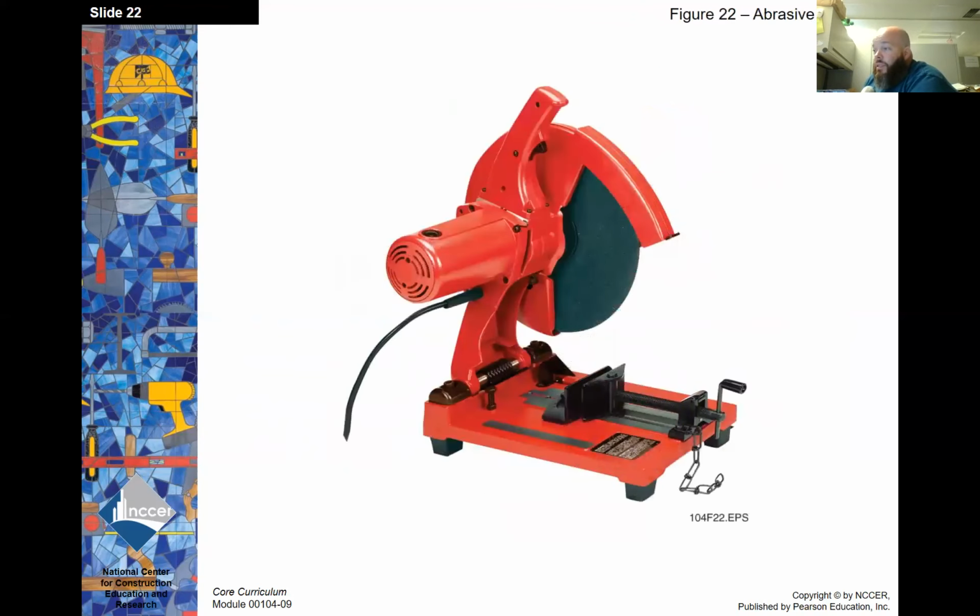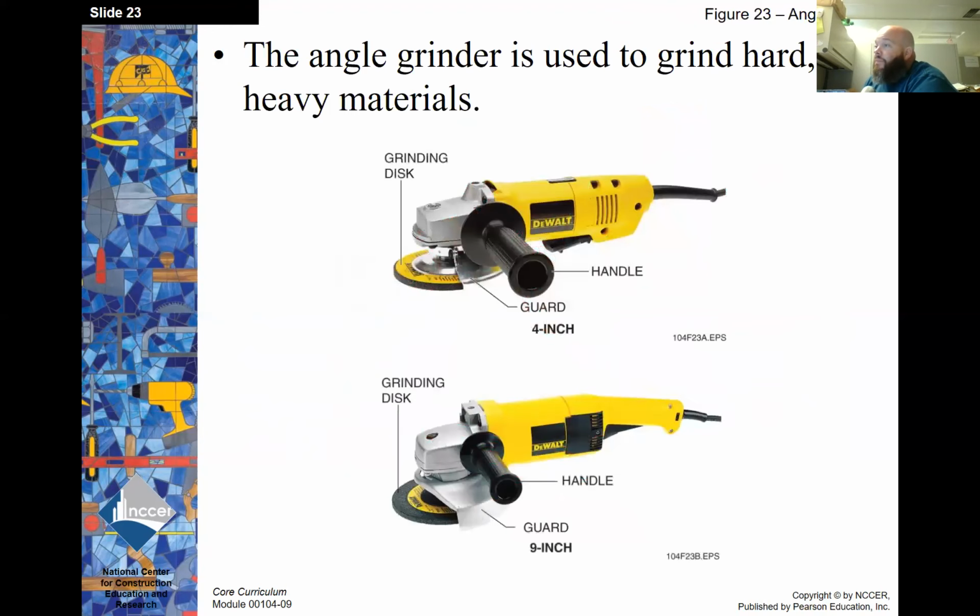Abrasive cutoff saws, these are common in most metal shops. We don't have one in ours. They do a good job, but they are quite messy. The angle grinder is used to grind hard, heavy materials. You'll get to use these quite a bit in the welding course. Remember, just like with the circular saw, always keep the guard in place.